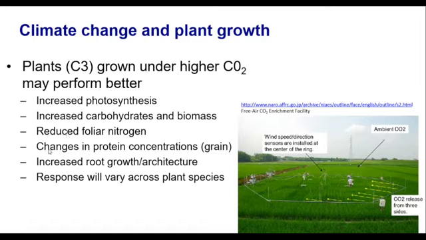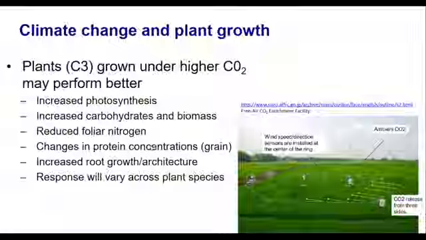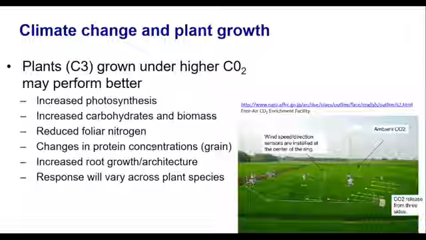Some studies indicate that there are changes in protein concentrations, particularly in grain, that may be associated with a reduced quality of that grain. Some studies show that there's increased root growth and changes in root architecture. The main point is that different studies show different responses across plant species. So it's very difficult to generalize and say that all of them are going to do this or that. There are going to be some plants that will respond great and others that maybe not so well.